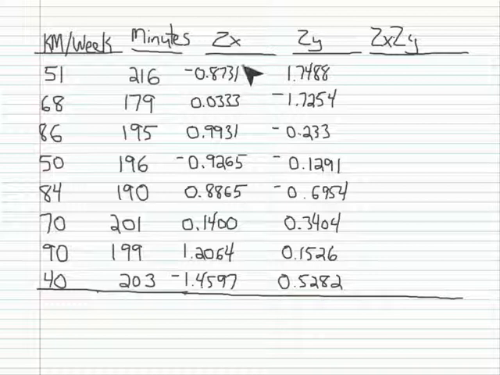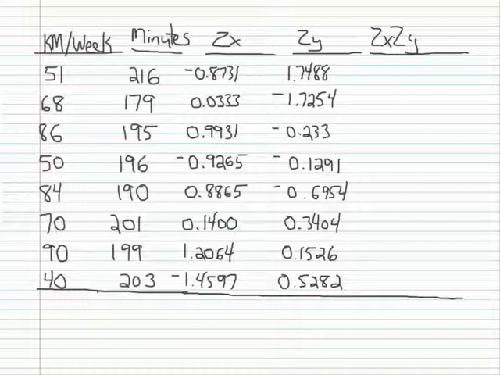ZX gives the z-scores for the kilometers per week. These were computed in the previous example on z-scores. This fourth column lists z-scores for the marathon finish time in minutes. These were also computed earlier in the demonstration on computing z-scores.